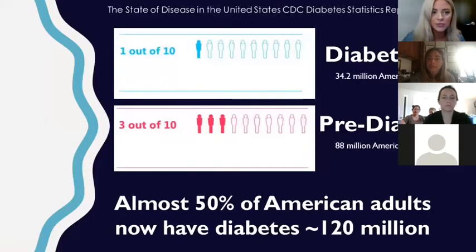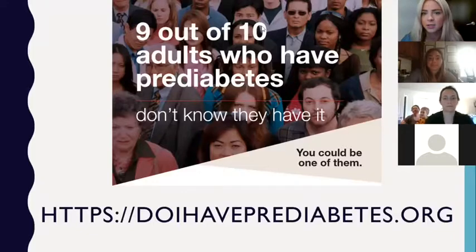These are new statistics from the CDC 2020. 1 in 10 Americans has diabetes and 3 in 10 has pre-diabetes. So that leaves us about 50% of American adults with diabetes or pre-diabetes. So this is a major prevalent chronic disease that's going on in our nation today, and a lot of people are facing it.